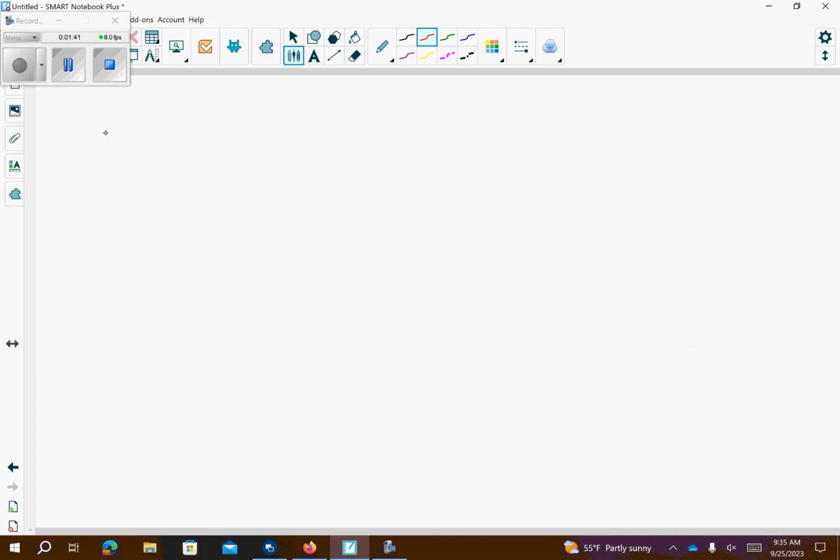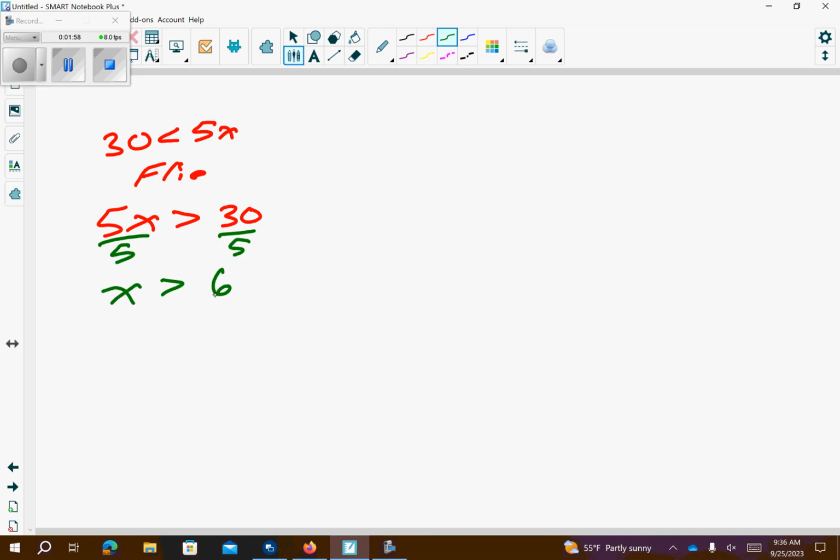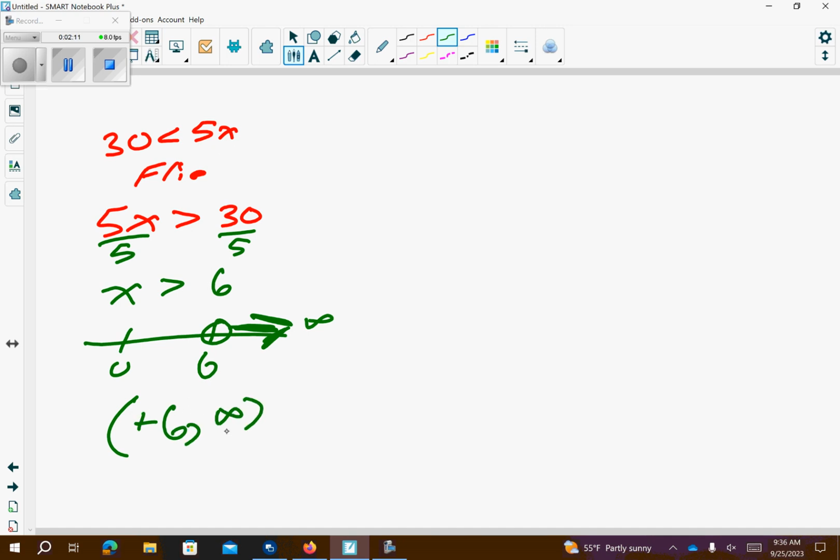Problem number 4 on page 77. So we have this. Now the good thing to do, once you have the x on the wrong side, flip the whole thing over. So just change everything. Change the sign, direction, everything. Then go ahead and solve it. So I'm going to divide each side by 5. So x is greater than 6. So on a number line, if you had 0 here, you had 6 here. This would be an open dot because there's not an equal sign. Going to infinity, our interval notation would go from 6 because it's an open dot, positive 6 to infinity.